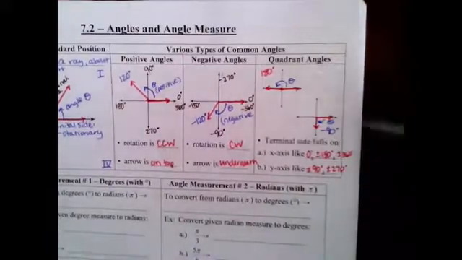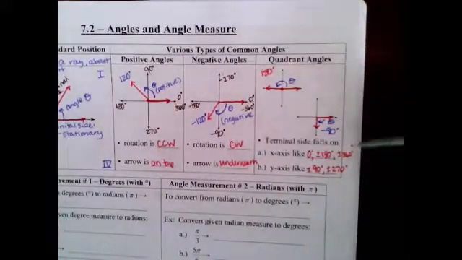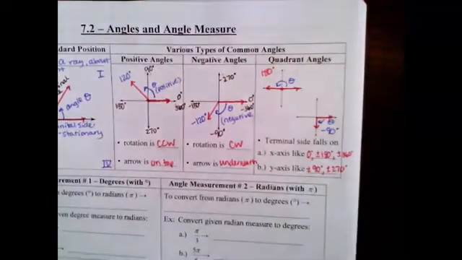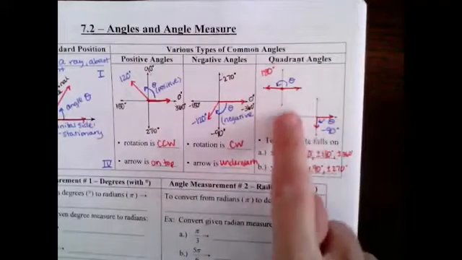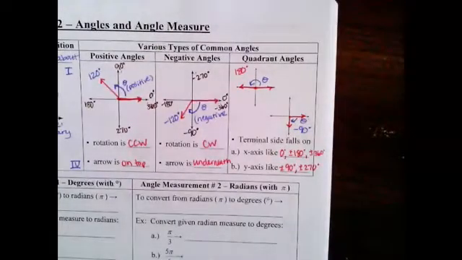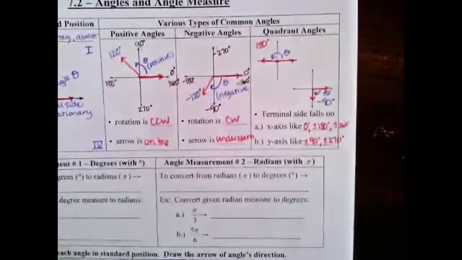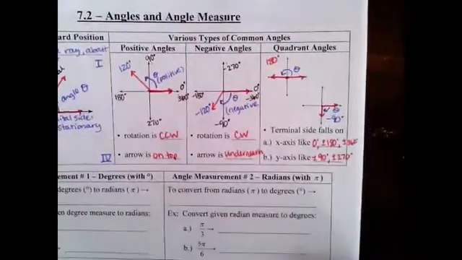So quadrant angles are when the terminal side falls on either the x-axis, it's 0 if it was here, 180 if it's over here, and then 360 if it's back where the 0 is. And then you have the y-axis as well, 90, negative 90, and then 270. Okay, hope that made sense to you. So this is all what we're pretty much talking about.